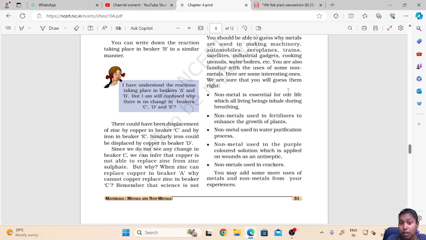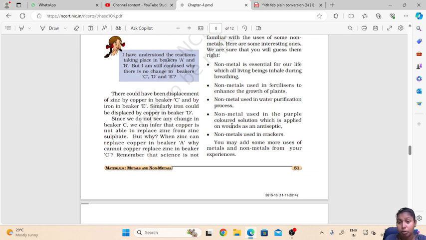A non-metal is essential for our life, which all living beings inhale during breathing. So what is it? We inhale this particular non-metal during breathing, that is oxygen. A non-metal is used in fertilizers to enhance the growth of plants. Non-metals are used in water purification. Non-metals are used in the purple colored solution which is applied on wounds as an antiseptic. Non-metals are used in crackers as well.